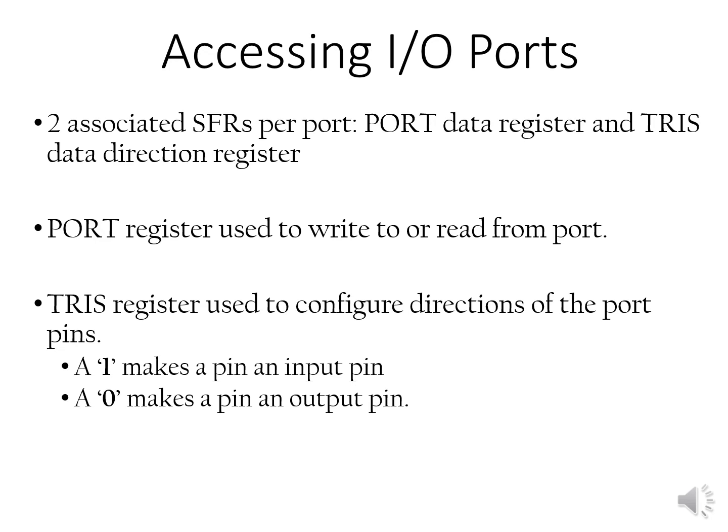The TRIS register is used to configure the directions of the port pins. In other words, to make the port pins to be either inputs or outputs. To make a port pin to be an input, a 1 is written to the corresponding position in the TRIS register. To make a port pin to be an output, a 0 is written to the corresponding position of the pin in the TRIS register.